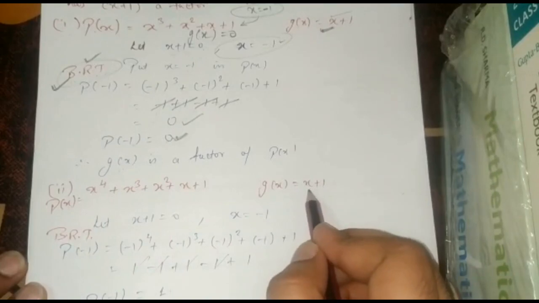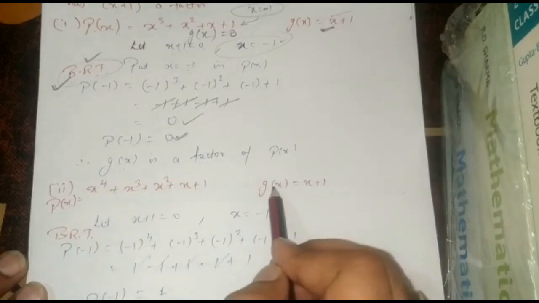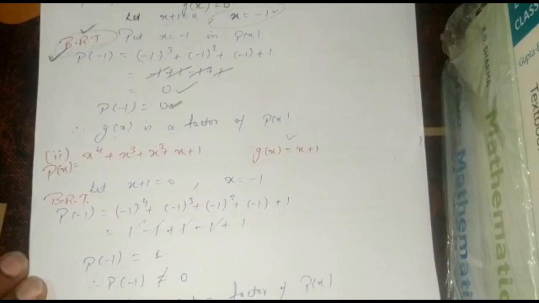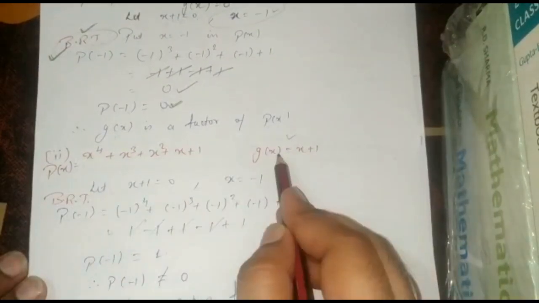Now let us discuss one more question related to the same. That is the second question: p of x is x to the power 4 plus x cube plus x square plus 1, and g of x is equal to x plus 1. p of x is our polynomial function and we have to check g of x. The same g of x, that is x plus 1, is given for all the polynomial functions. So we have to check whether g of x is a factor of p of x or not. So let g of x be equal to 0. This whole process goes under the remainder theorem.